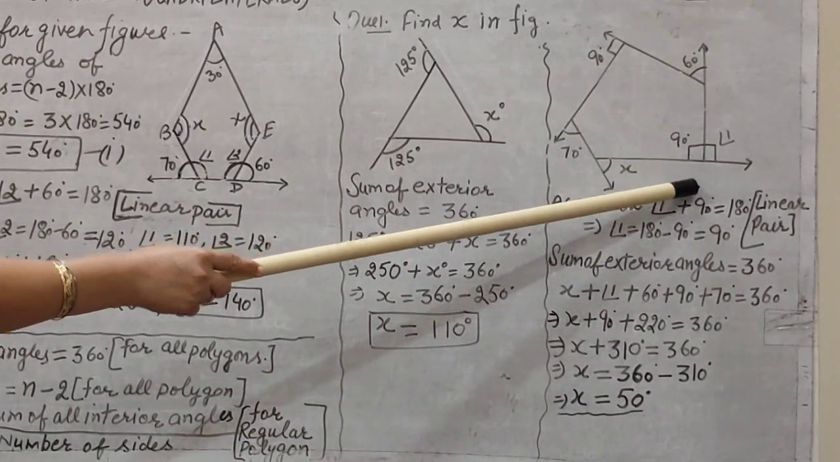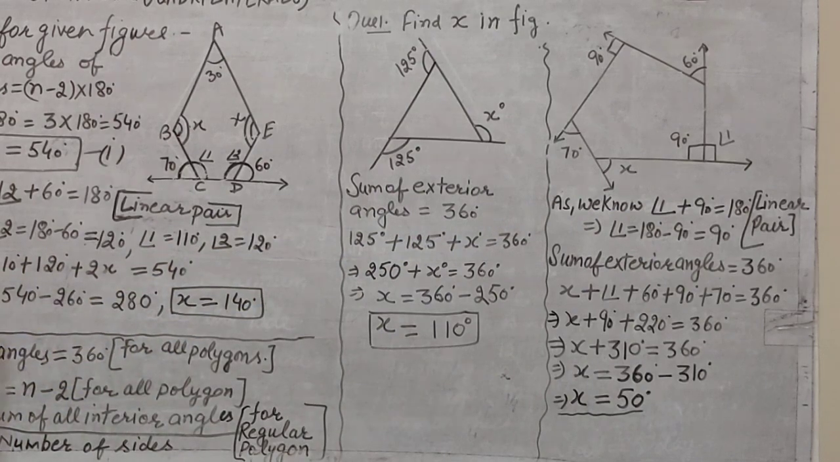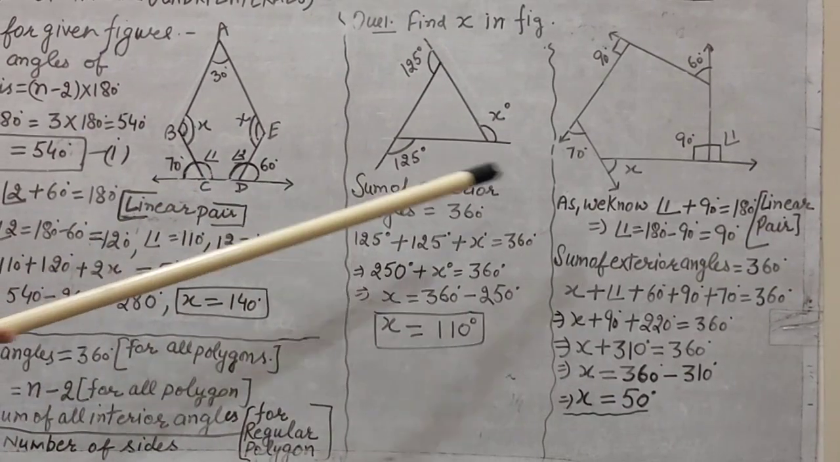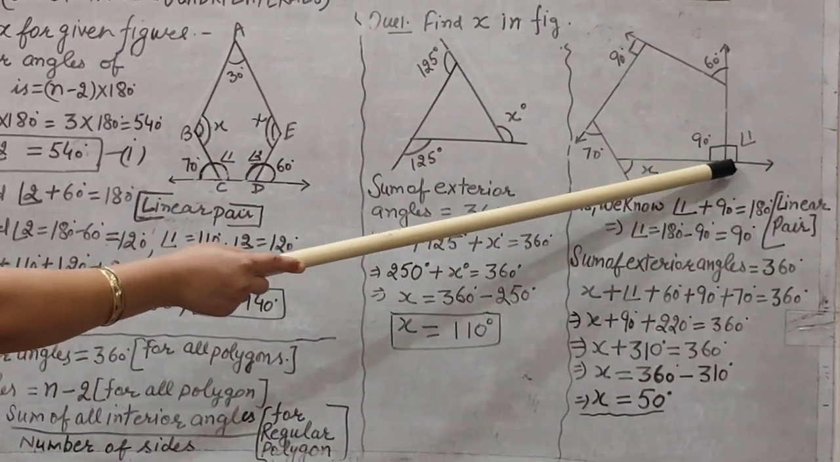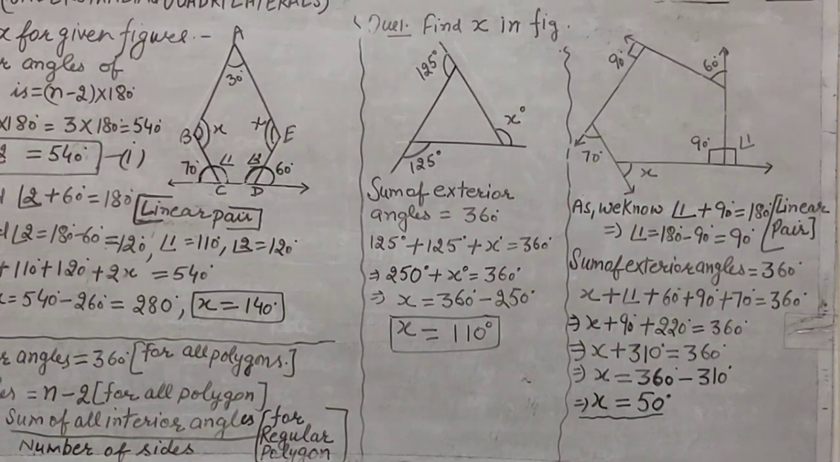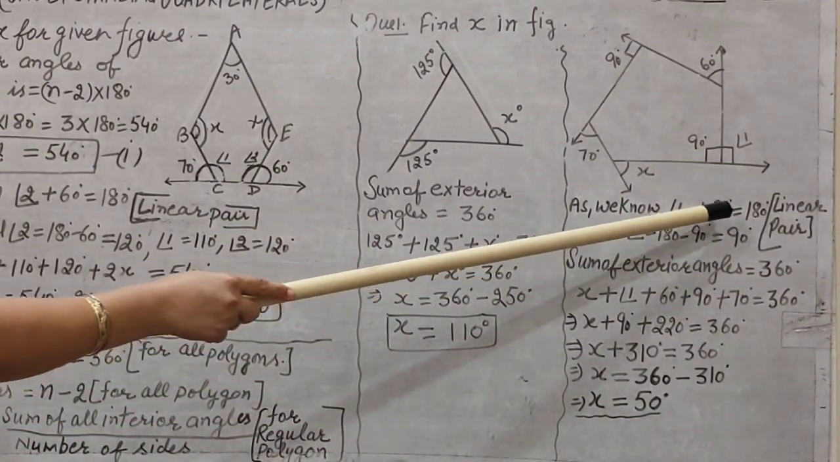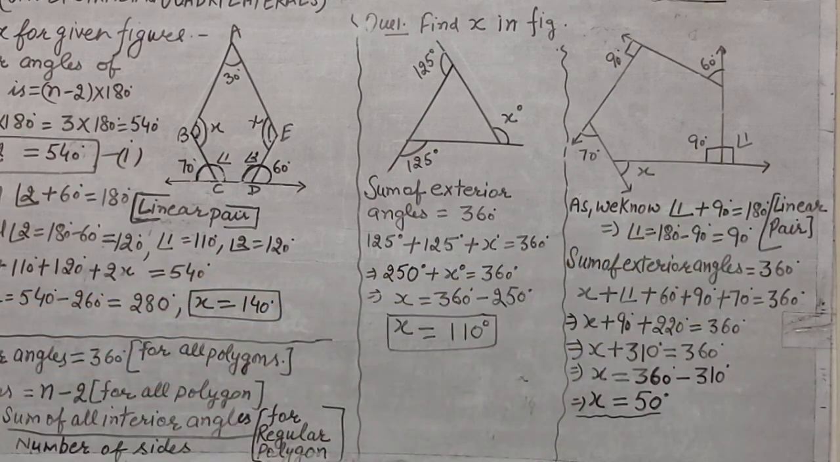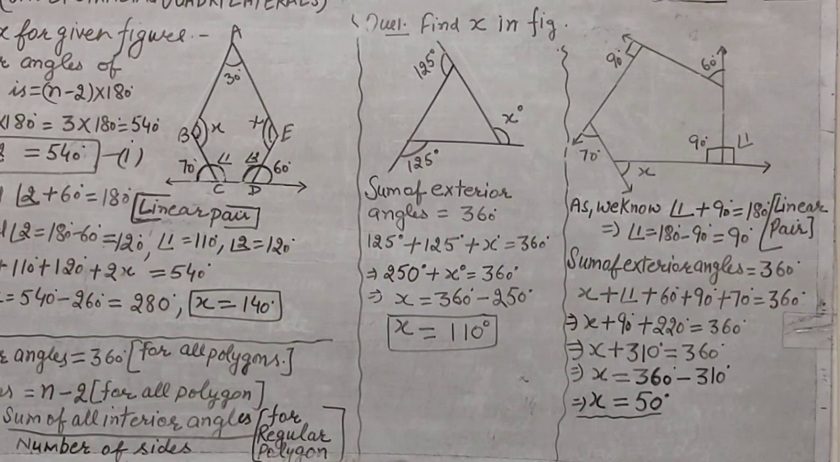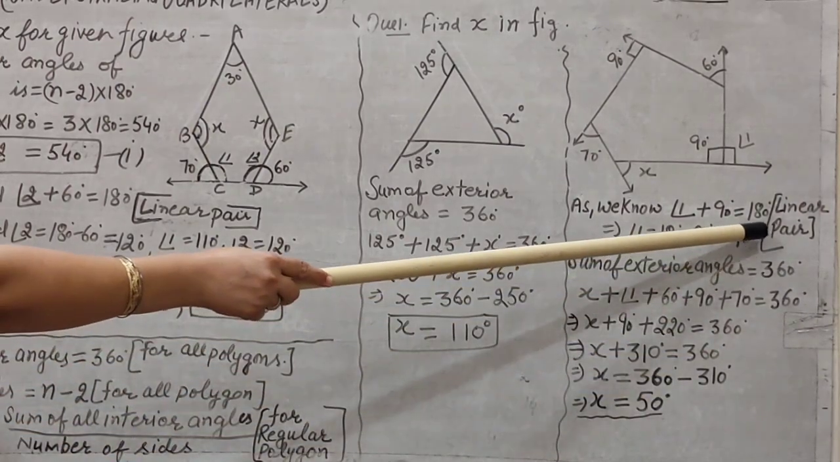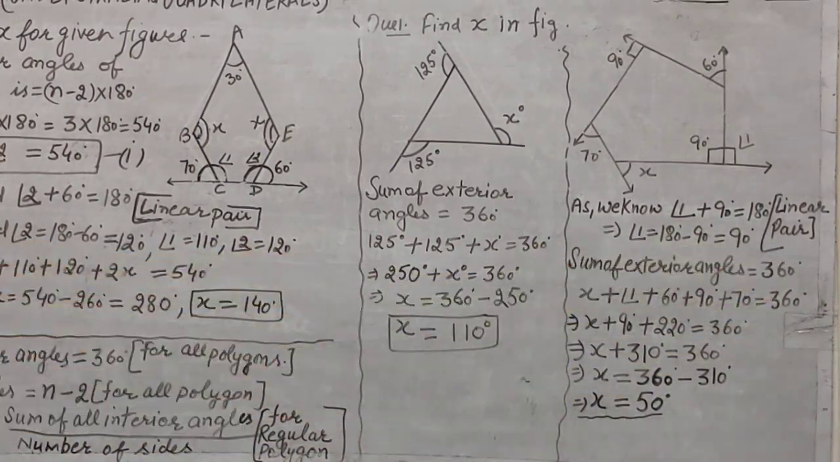As I told you, the linear pair property is used in so many questions. In the interior angle question, we have used the linear pair property, and in the exterior angle question as well. Now, as we know, angle 1 plus 90 degree is equal to 180 degree. You must write which property is used, because 180 degree is written by you. So, we are using the linear pair property.